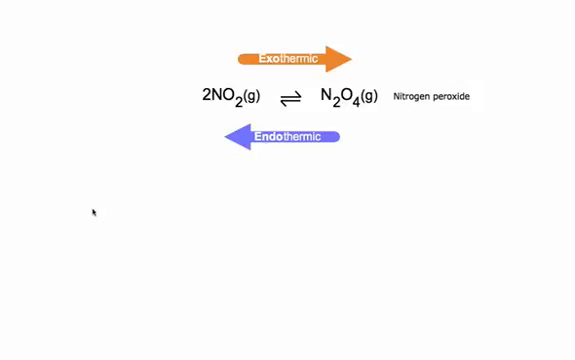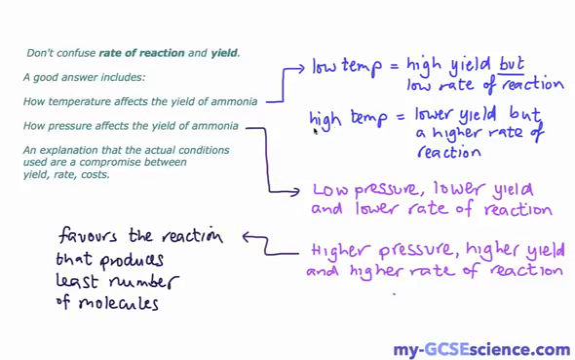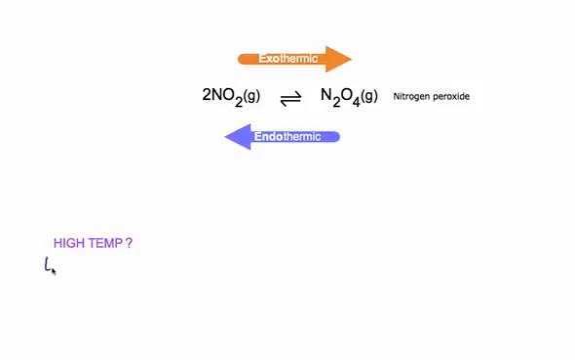So if I was to give you a couple of quick questions about this, let's say we had a high temperature. What would happen if we had a high temperature? Well, that's to do with which direction is exothermic, and we can see that the exothermic reaction is the forward reaction. Let's have a look back here. We said that a high temperature would give us a lower yield but a high rate of reaction. So in this case, a high temperature will give us a low yield but a higher rate of reaction. So that's what would be the effect of having a high temperature.